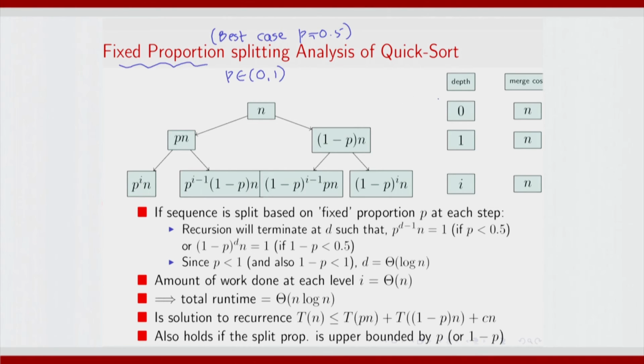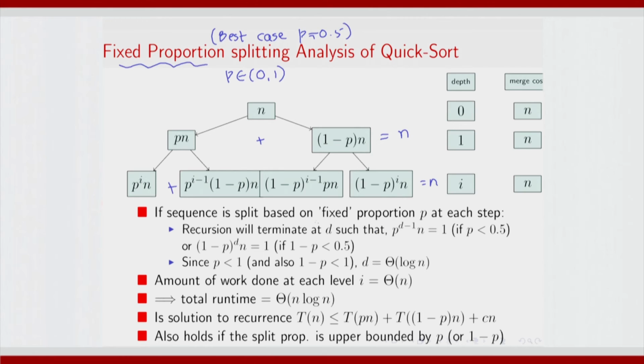Now what is the work done at every depth? Well, you have to anyways scan all the elements at every depth. You have to scan and merge elements. So the merge cost or even the split cost put together at the first level will be n. At the second level again you will need to scan all these elements while merging. So that will sum to pn plus 1 minus p times n. So you sum up at every level. This will again give you n. The sum at each depth actually gives you n.